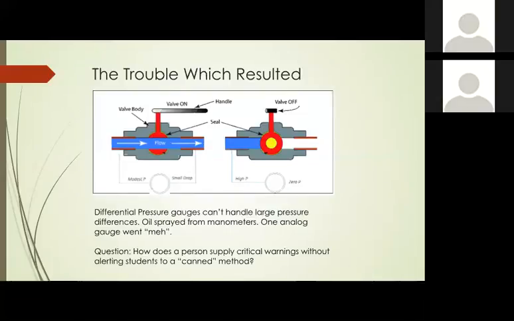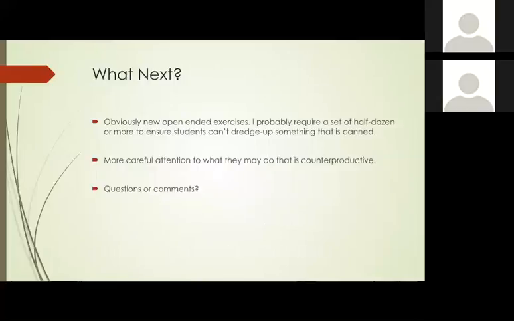Anyway, question. How does this person supply critical warnings without alerting students to some sort of a canned procedure again? Because if you give them appropriate warnings about equipment, suddenly they have clues about what equipment they should go have a look at. And it just becomes easier and easier for them to fill in the details. Frankly, you cannot, in your wildest imaginings, figure out what students might do. So I don't think there's any way to give them critical warnings anyway.